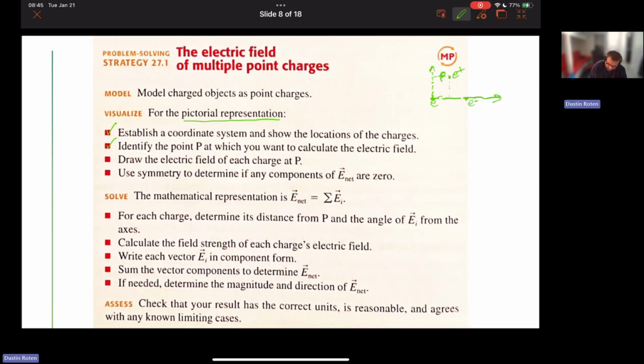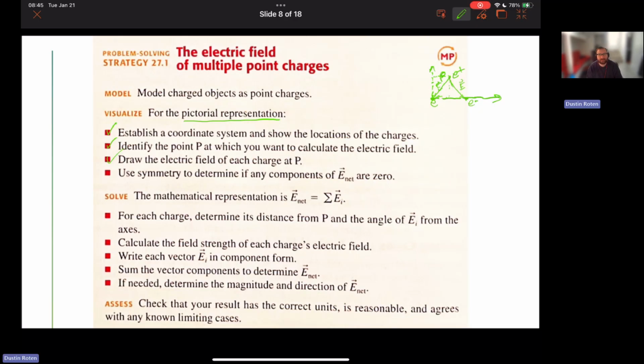I need to draw in my field. So I've got an E field going this way and an E field going this way. So I've got my 2 electric field vectors drawn in there. Okay, so I've done that.